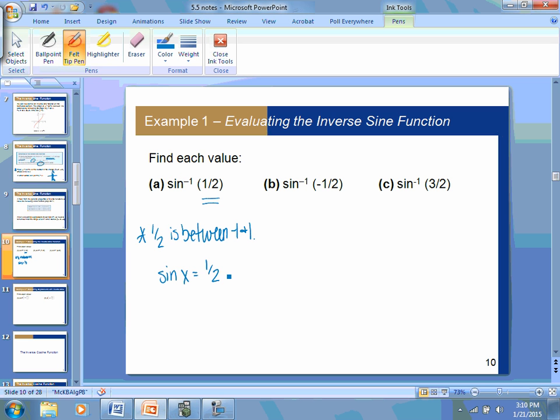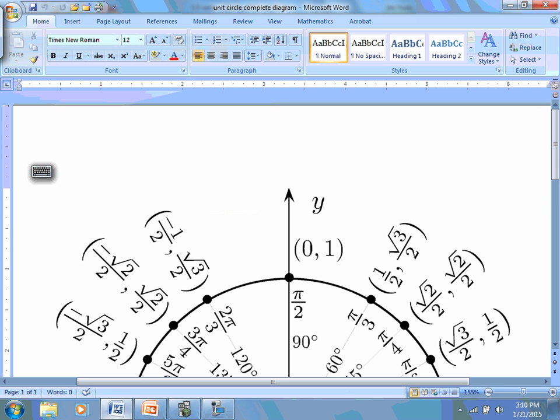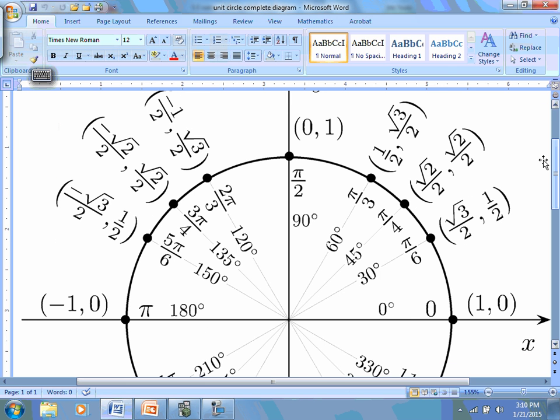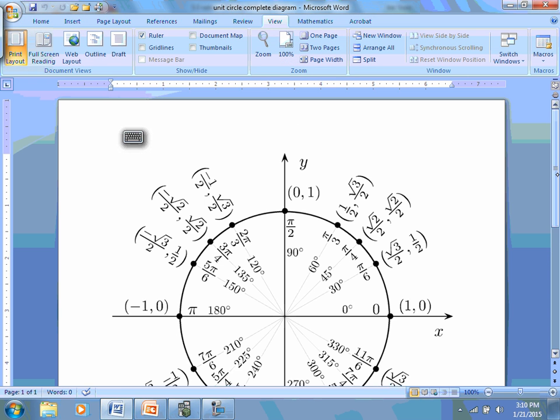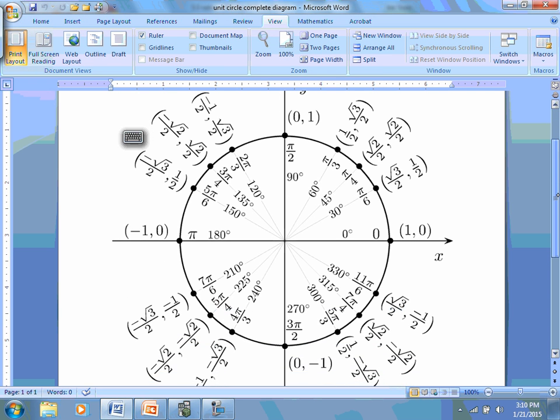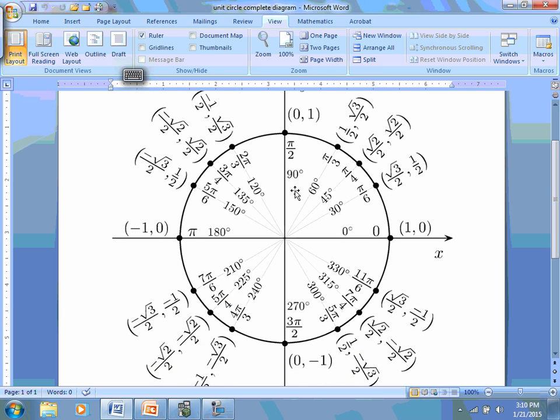So now we basically have to look on our unit circle. And when we're on our unit circle, remember, we need to stay between pi over 2 and negative pi over 2. So we need to stay on the right side of this unit circle in the first and the fourth quadrants. Okay? So I need a location on my unit circle where sine is 1/2. It has to be a positive 1/2.